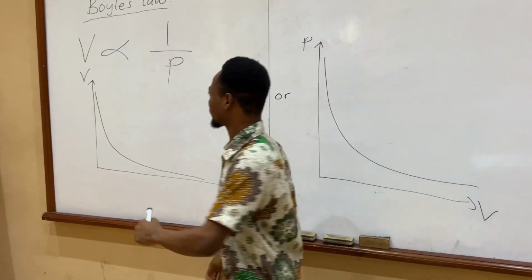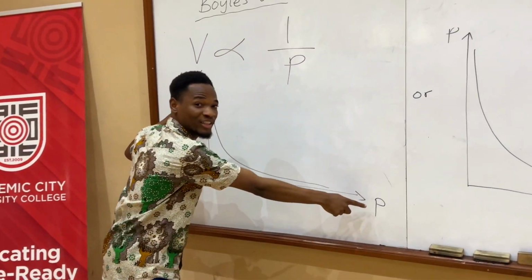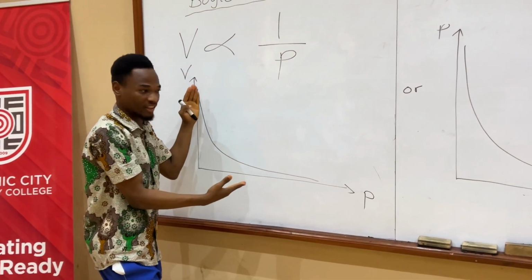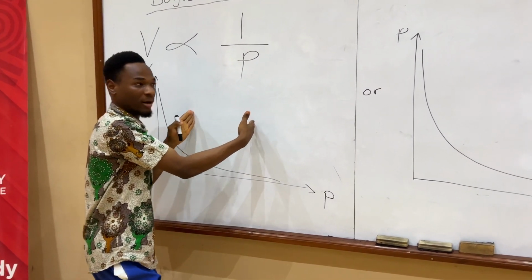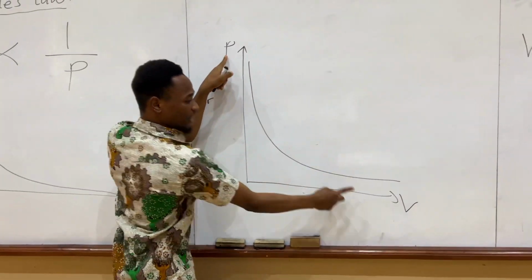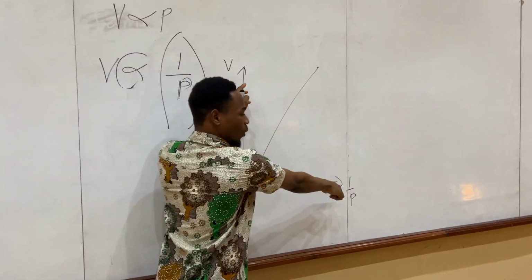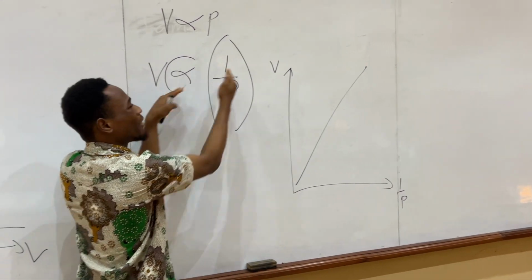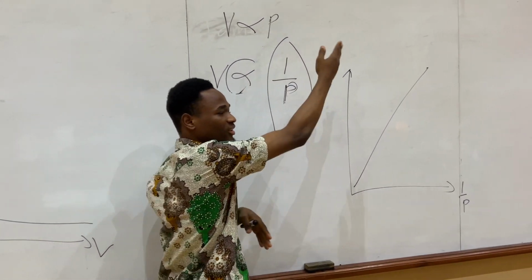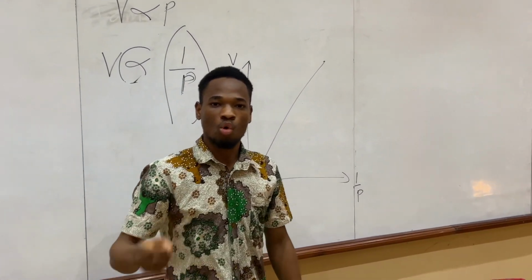So please take note. That is V against P. They are inversely related. Hence it takes this format. The same here. But when I bring this, the 1 over P, remember it is directly related. So it takes this format.